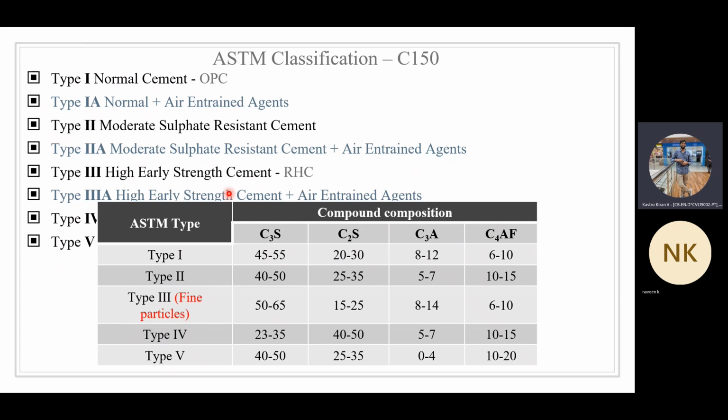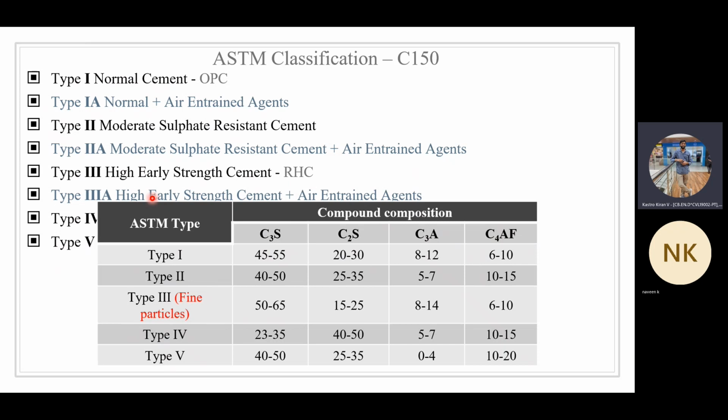So how were those concrete structures built? Did they wait 28 days for the concrete to set? No. In such cases, they used a special type of cement called high early strength cement. When you use a high early strength cement in concrete construction, you don't need to wait for the conventional 28 days. The concrete will attain strength within 1 hour, 2 hours, or 10 hours, depending on the type of cement that you are using.